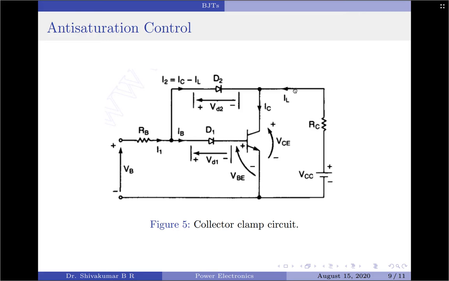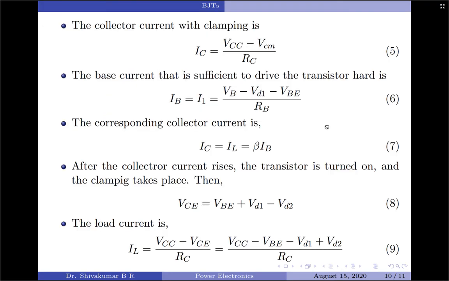Please remember that. So when the clamping does take place, the load current IL is given by VCC minus VCE divided by RC. Let us write it down. IL is equal to VCC minus VCE divided by RC. But in the previous equation, we wrote an expression for VCE, correct? Which is equal to VBE plus VD1 minus VD2. So we will substitute this into this part to obtain a new equation. So let us remember this equation 9 is very, very important.